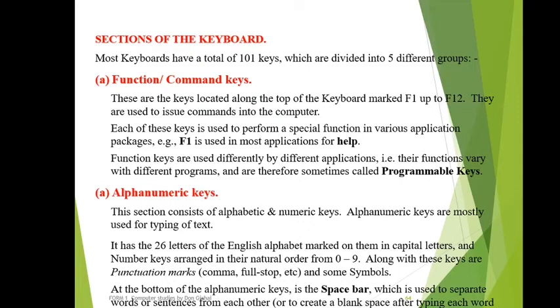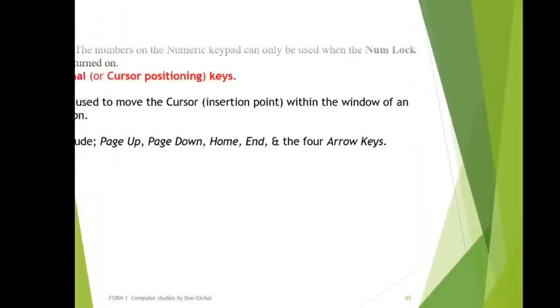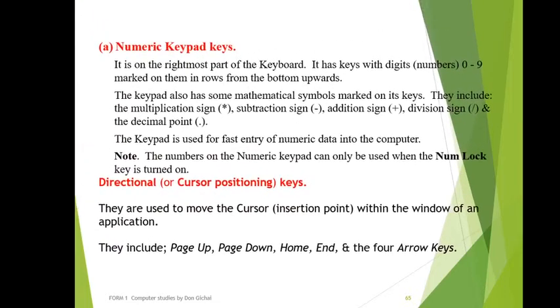Then we have alphanumeric keys. We have 0 to 9. We have the 26 alphabets A, B, C, D. Those ones, they are used for typing. Then we have the numeric keypad. It usually has the division sign, times sign, minus, plus. It's used for performing calculations.